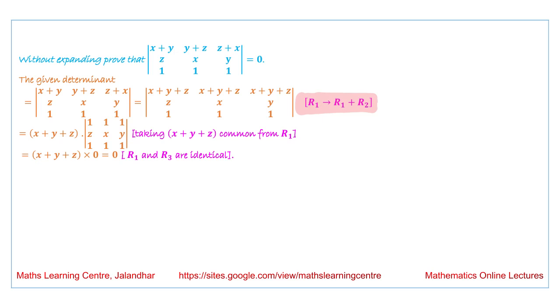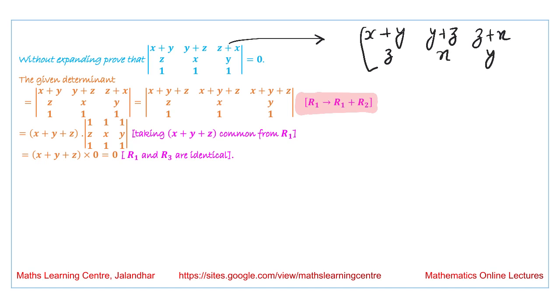plus row 2. So when we are performing this operation, now look at the values row 1 has. This is the row 1 we are talking about. It is x plus y, y plus z and z plus x. These are the terms in row 1 and we have to add the values of row 2. These are z, x and y.